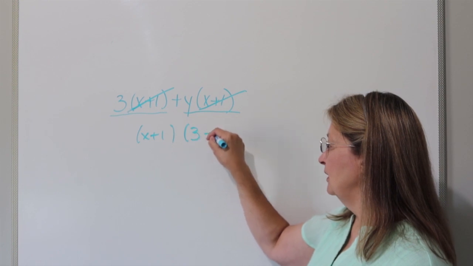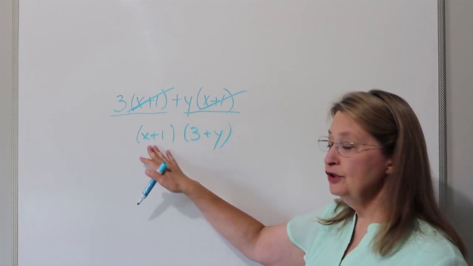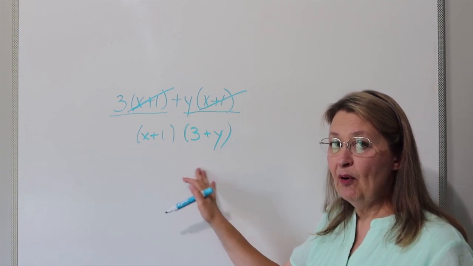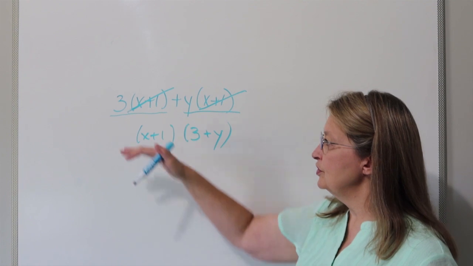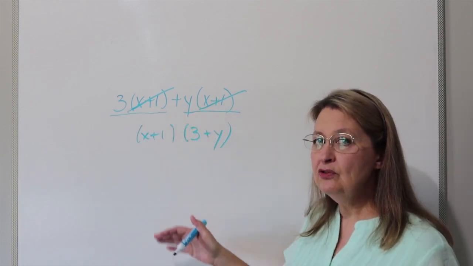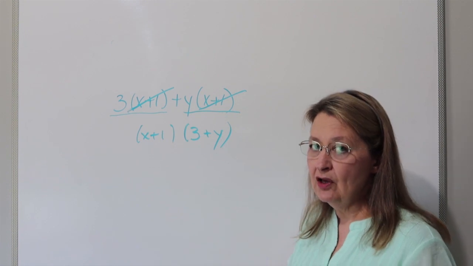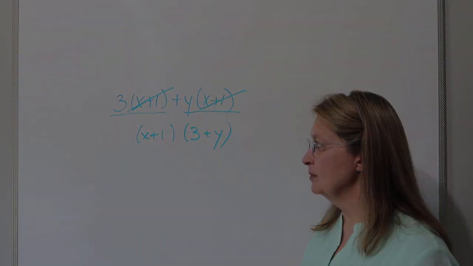I have the 3 plus y. Now don't lose your greatest common factor, because that's a part. Remember, your finished answer should be equal to your starting expression. And if you lose things, if you lose factors along the way, then it's not going to be equal. So keep up with your factors.